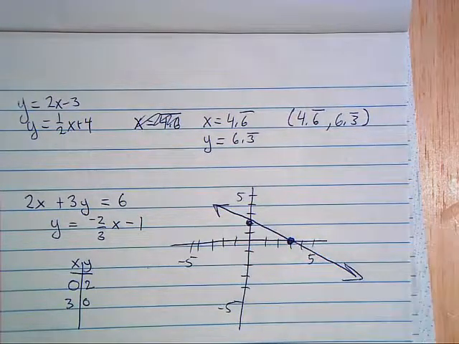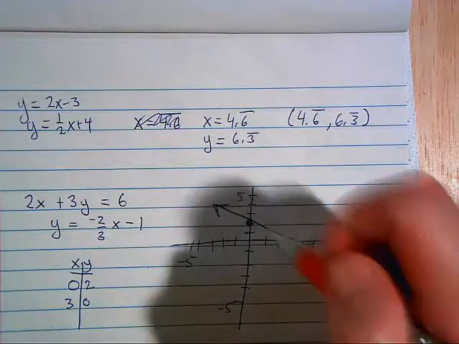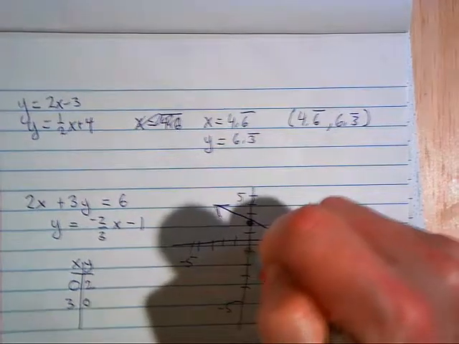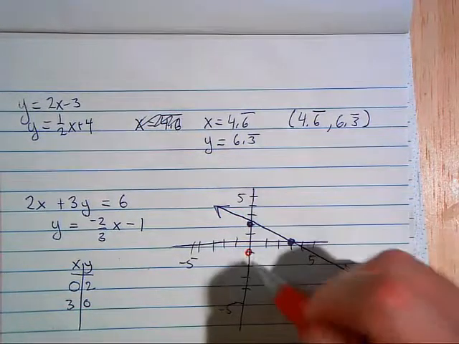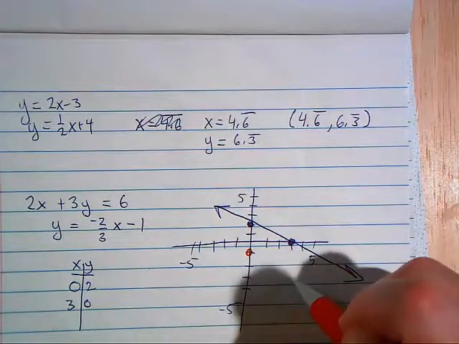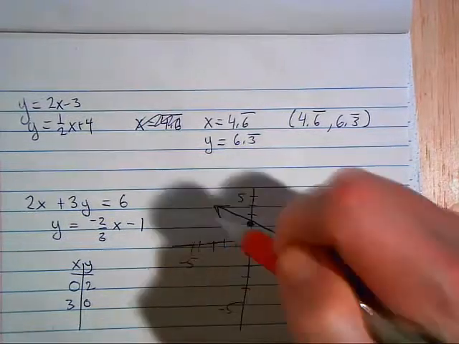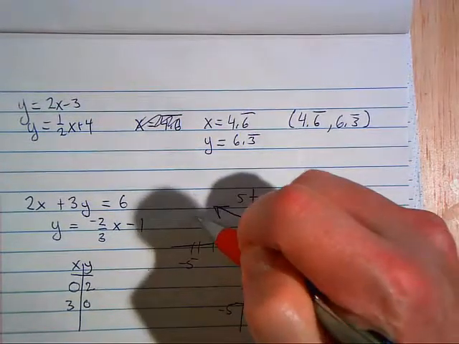Second equation has y all by itself already, so I know how to graph. I find my intercept. That's (0, negative 1), the b number right there. My slope is negative 2/3. So I go down 2 over 3. I could do that again if I wanted to. I'm not going to. I'm just going to draw the line.